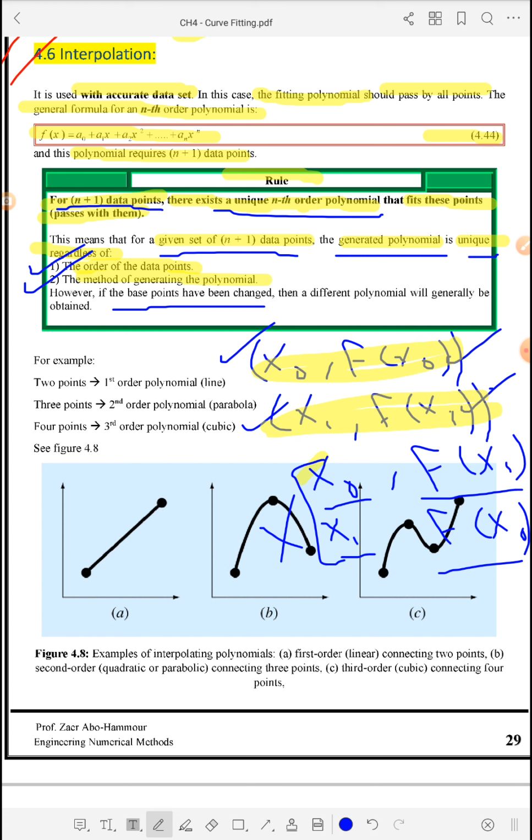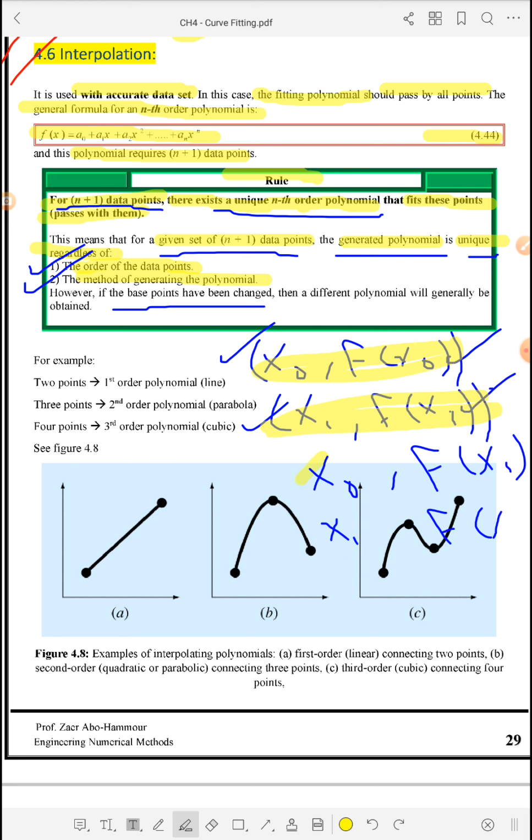x naught, f of x naught. Change it whether it's the first or the last, it does not affect. xn, comma f of xn. Also change it, put it in the first, second, third, or the nth position. It does not change. But we should not change like x naught and f of x2, as a new pair or a new data point, or x naught and f of xn. So this is what we mean by the fact that the base points should not be changed. Okay.